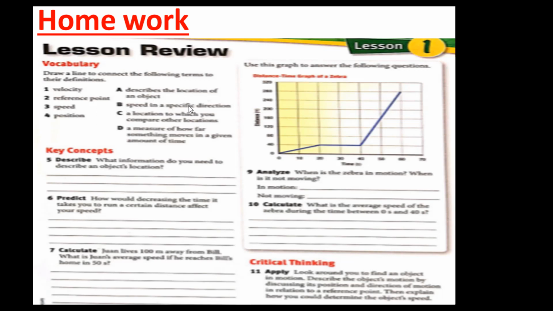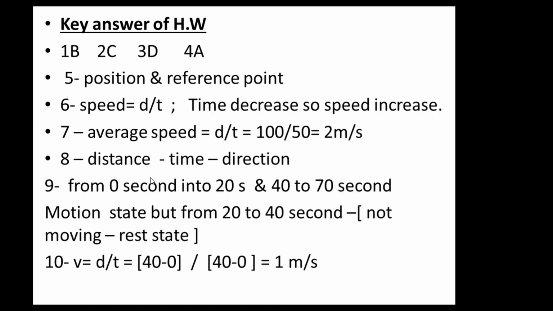Position means location. Number 5, to describe the location of an object, you must know its position and the reference point, the fixed point we compare with. Number 6, decreasing the time. Speed equals distance over time, time decreases, so speed increases. Very good.